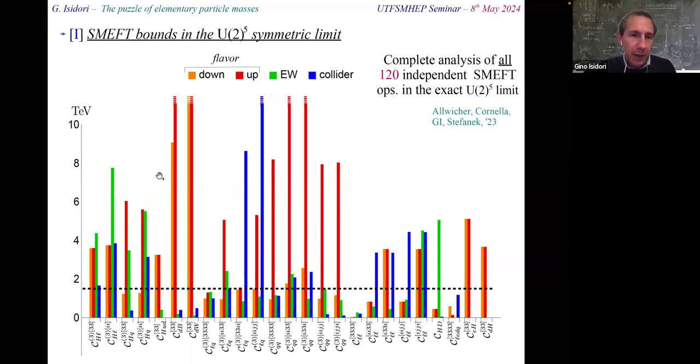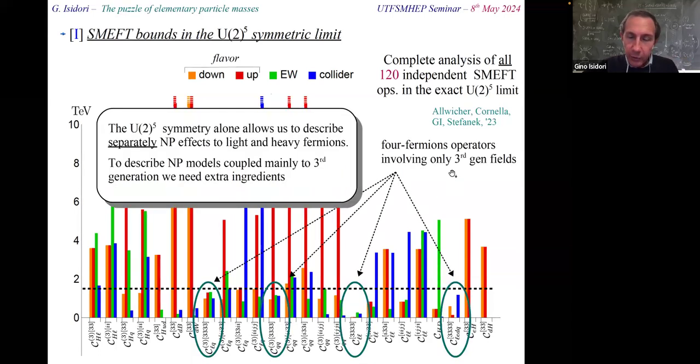You see that some bounds are still strong. Here, these are dipole operators, we have bounds up to 10 TeV, and certain operator bounds are well above 10 TeV. But for the moment, I have only classified operators using this U(2) symmetry. So basically, I don't distinguish in the light sector, but I distinguish between the third family and the light families. Now I have to implement the concept that new physics couples mainly to the third generation. You see, the operators which involve only the third generation are here, and are those where the bounds are weak, as we illustrated before when looking at the experimental bounds. So the U(2) symmetry alone simply allows us to separate new physics affecting light families and the heavy fermions.